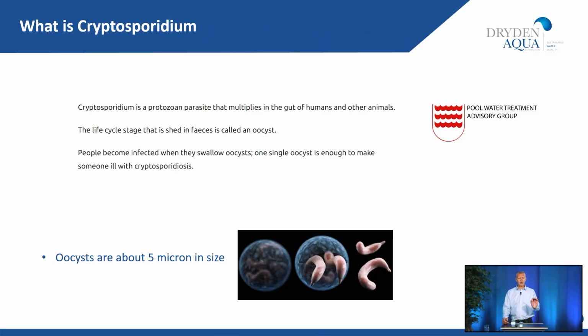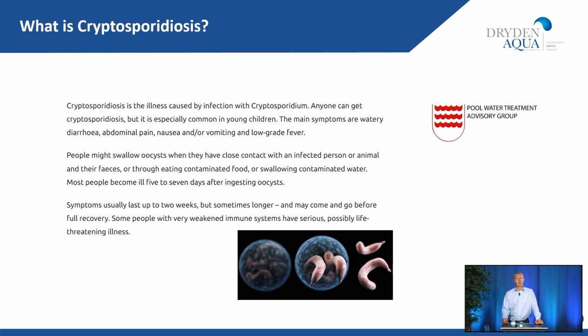Now this is an important figure to remember because the oocysts are about 5 micron in size. That's the average size of one of these parasites. So just remember that figure as we go through the presentation. The PWTAG guidance goes on to say that cryptosporidiosis is the illness caused by the infection with cryptosporidia. And anyone can get this, but it's especially common in younger children.